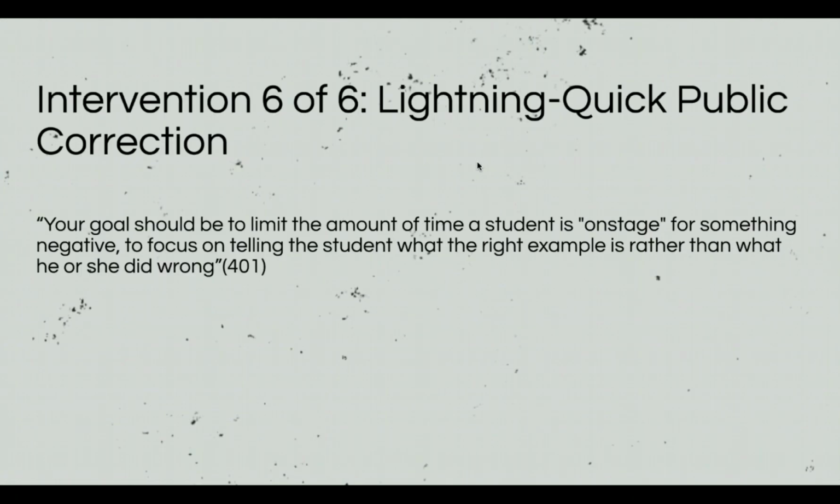And lastly, we have intervention 6. This is a lightning quick public correction, and this is actually the most invasive on our list. Your goal here should be to limit the amount of time that the student is on stage for something negative. Try to focus on telling the student what the right example is rather than what he or she did wrong.